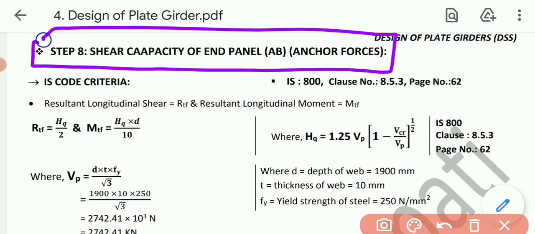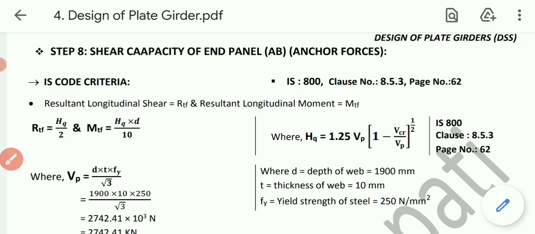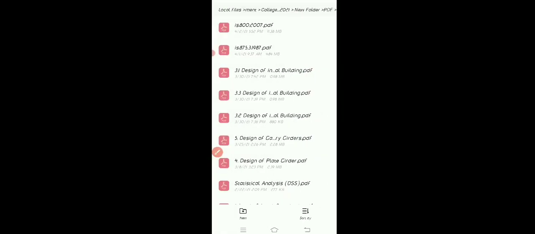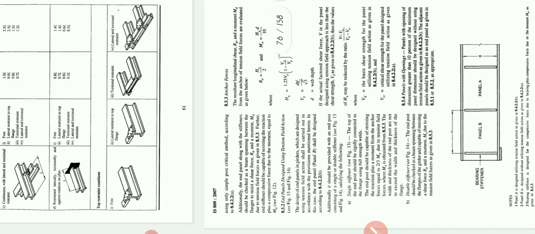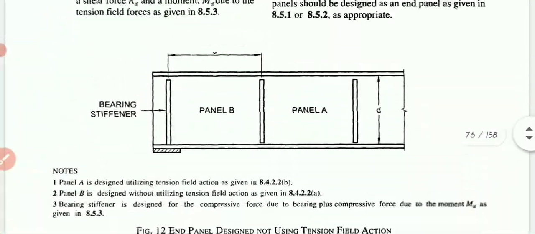Okay. Now, in the end panel, normally the forces which are produced in the Stephen plate girder are known as anchor forces. So, first of all, we need to check the end panel which is created by providing the stiffener. Okay, so we have to check the capacity of the end panel in case of shear force and we can say bending moment. So, for that one, we will go first of all into the code. Just a minute, let me take you to the code. See, on the page number 62 in the code.